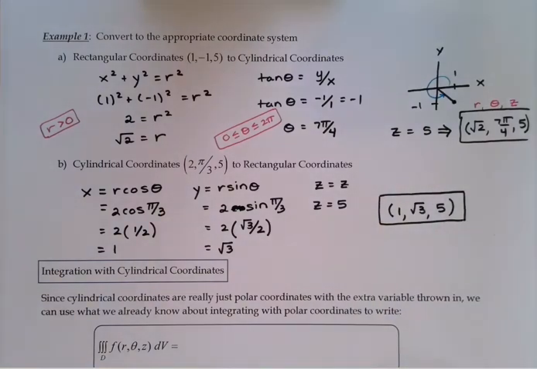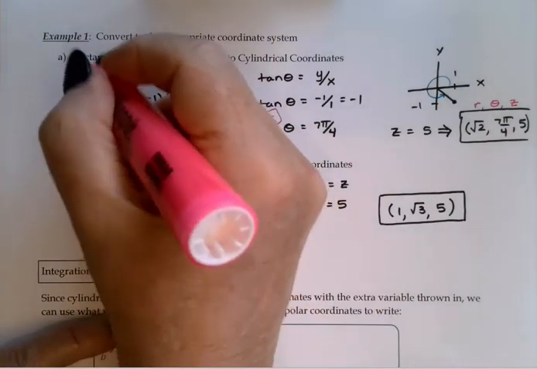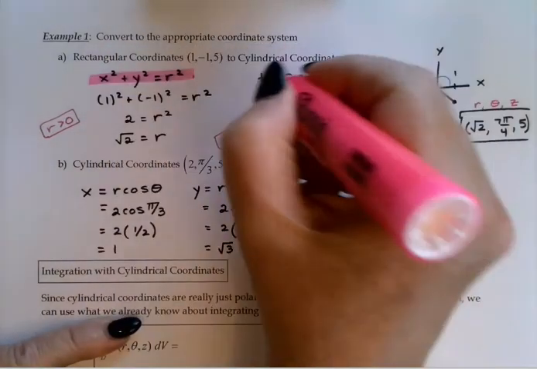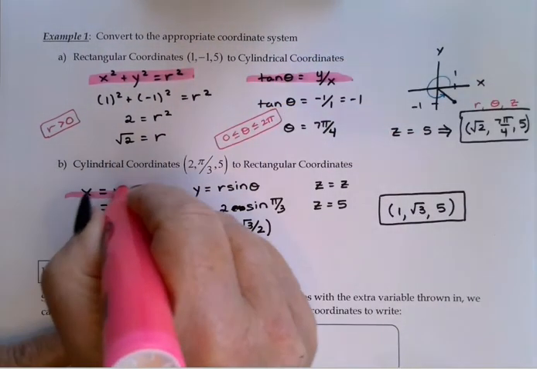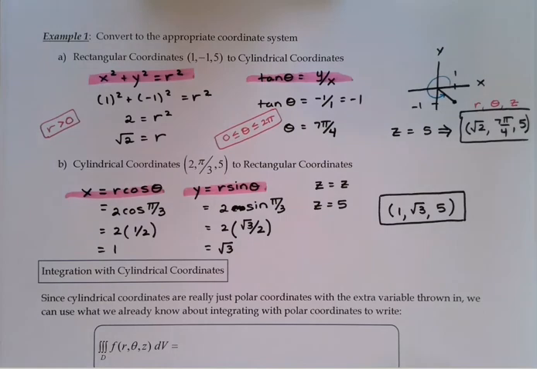You'll notice that I did make use of all 4 of my conversion equations. Those are our polar rectangular conversion equations, and they also serve us well for cylindrical coordinates. That was really all just to kind of get us a little bit familiar with what cylindrical coordinates are.